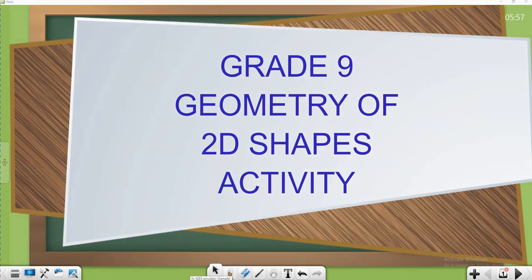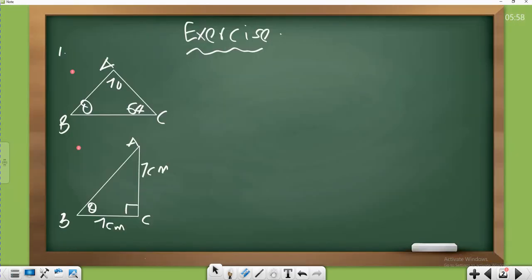All right, let's look at a few questions as we look at the geometry of 2D shapes. You can use your textbook on page 147. All right, so we have this question here. You have that first triangle, and the instruction is to find the angle theta.